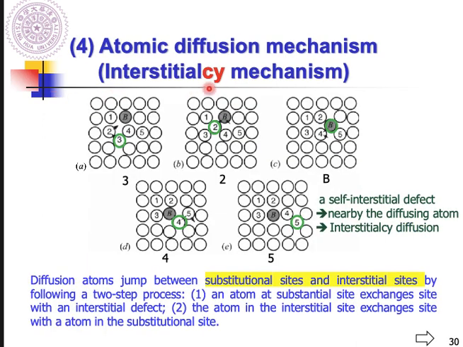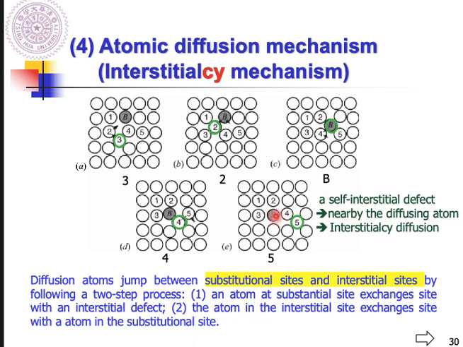But what's the interstitialcy mechanism? It means the diffusing atom jumps through interstitial sites and substitutional sites, always jumping between a substitutional site and an interstitial site. This will drive the diffusing atom to diffuse through these materials.